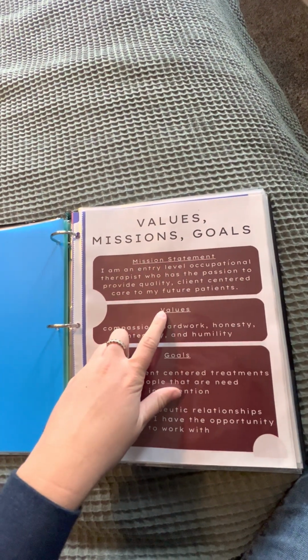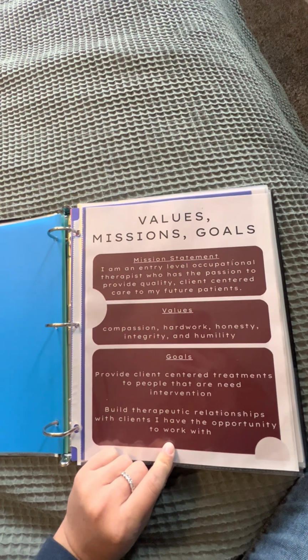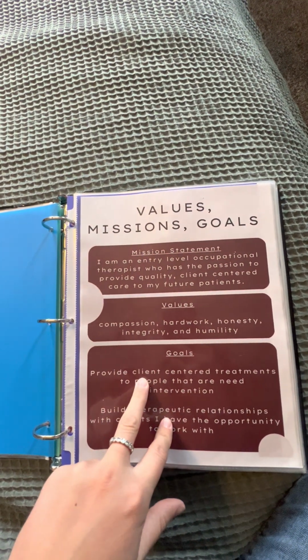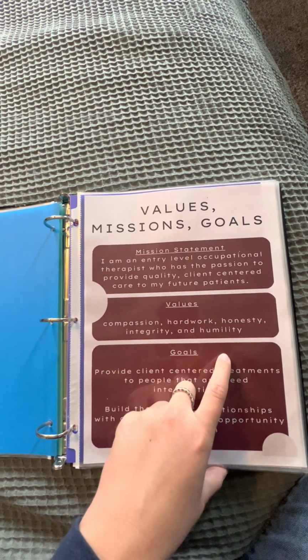My mission statement, my values, and goals. They each have their own little box, so they're easy to see. I have 2 goals, and then I just kind of listed my values.